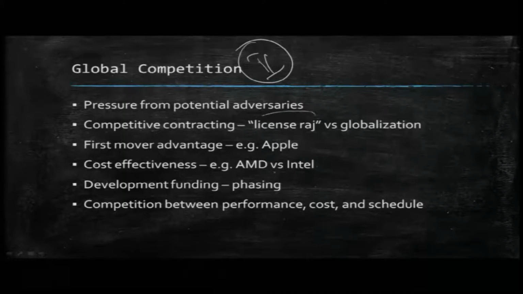Another example of this is competitive contracting. When the Indian market was opened to the global population, the public sector companies who enjoyed the license Raj concept had to face stiff competition and technologically advanced competitors from across the globe, and some of them actually did falter. So competitive contracting, when you are going for globalization where much more technological advancement happens across the globe, becomes a problem. We also can talk about the first mover advantage.